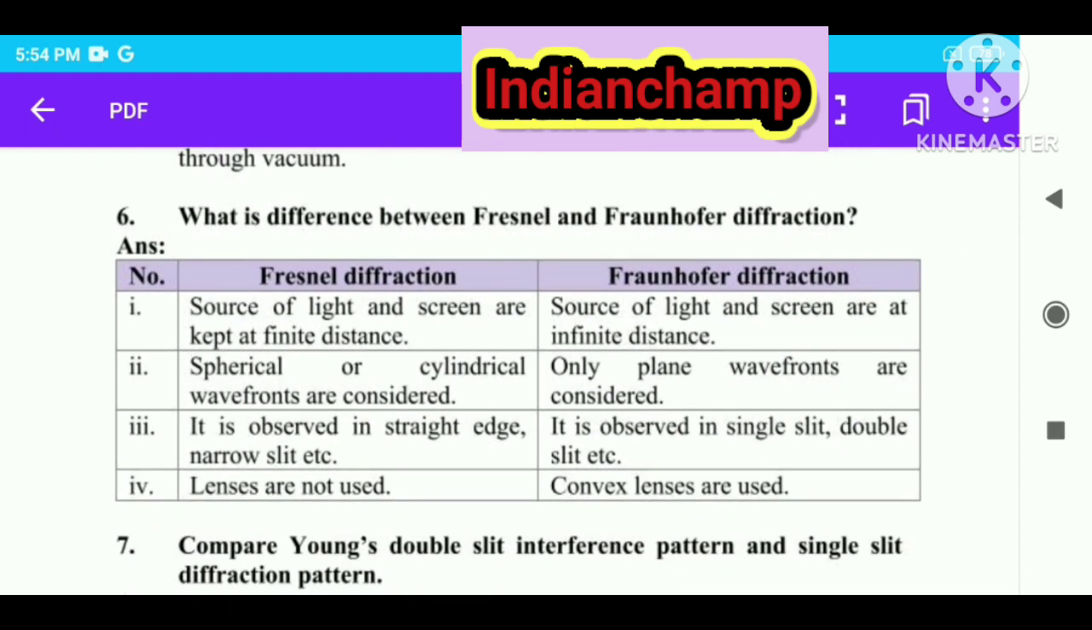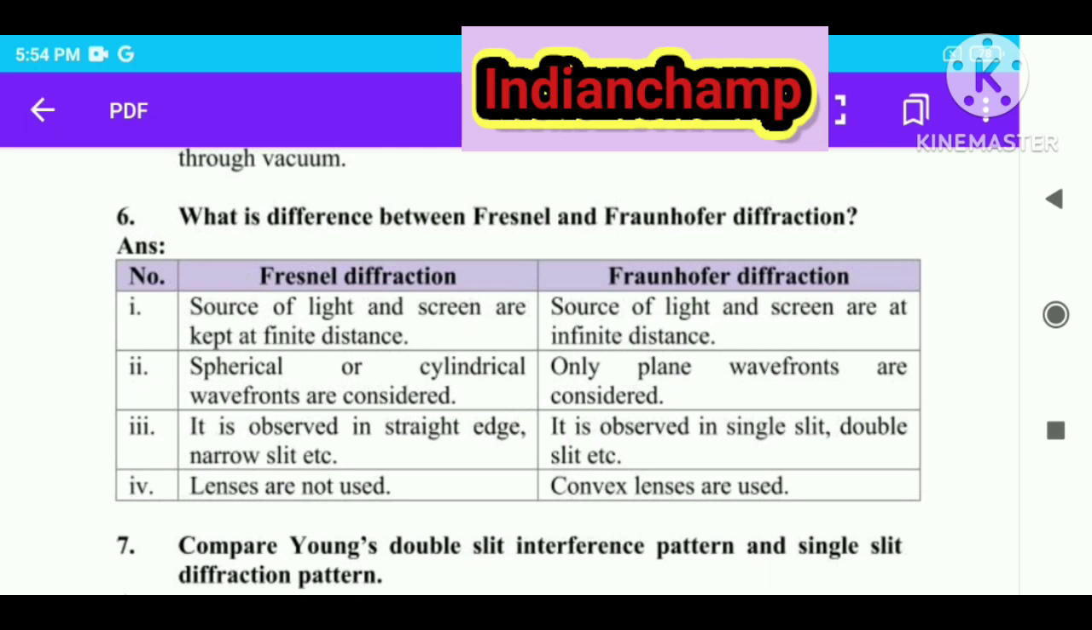First, in Fresnel diffraction, the source of light and screen are kept at a finite distance. In Fraunhofer diffraction, the source of light and screen are at infinite distance. In Fresnel diffraction, spherical or cylindrical wavefronts are considered, while in Fraunhofer only plane wavefronts are considered. Third, Fresnel diffraction is observed in a straight edge, narrow slit, etc.